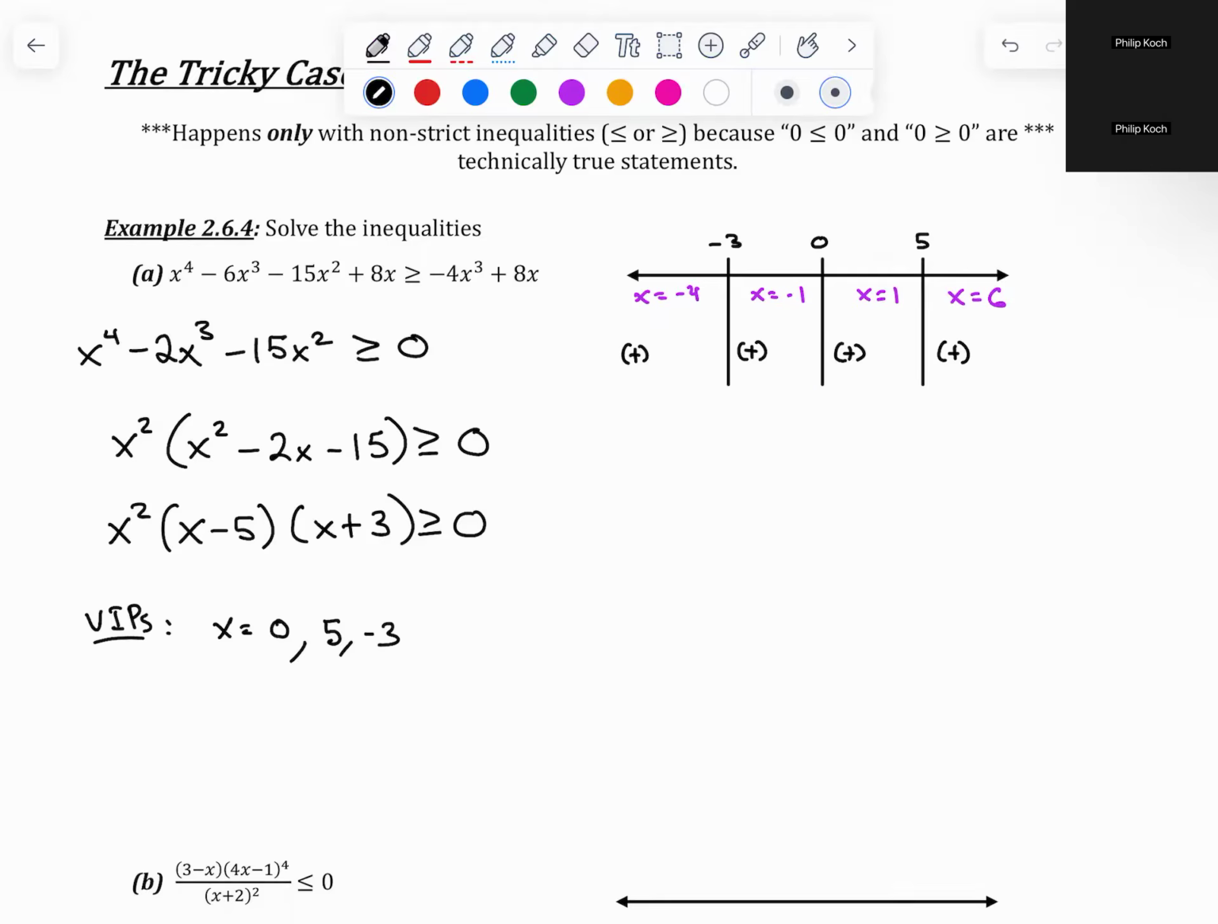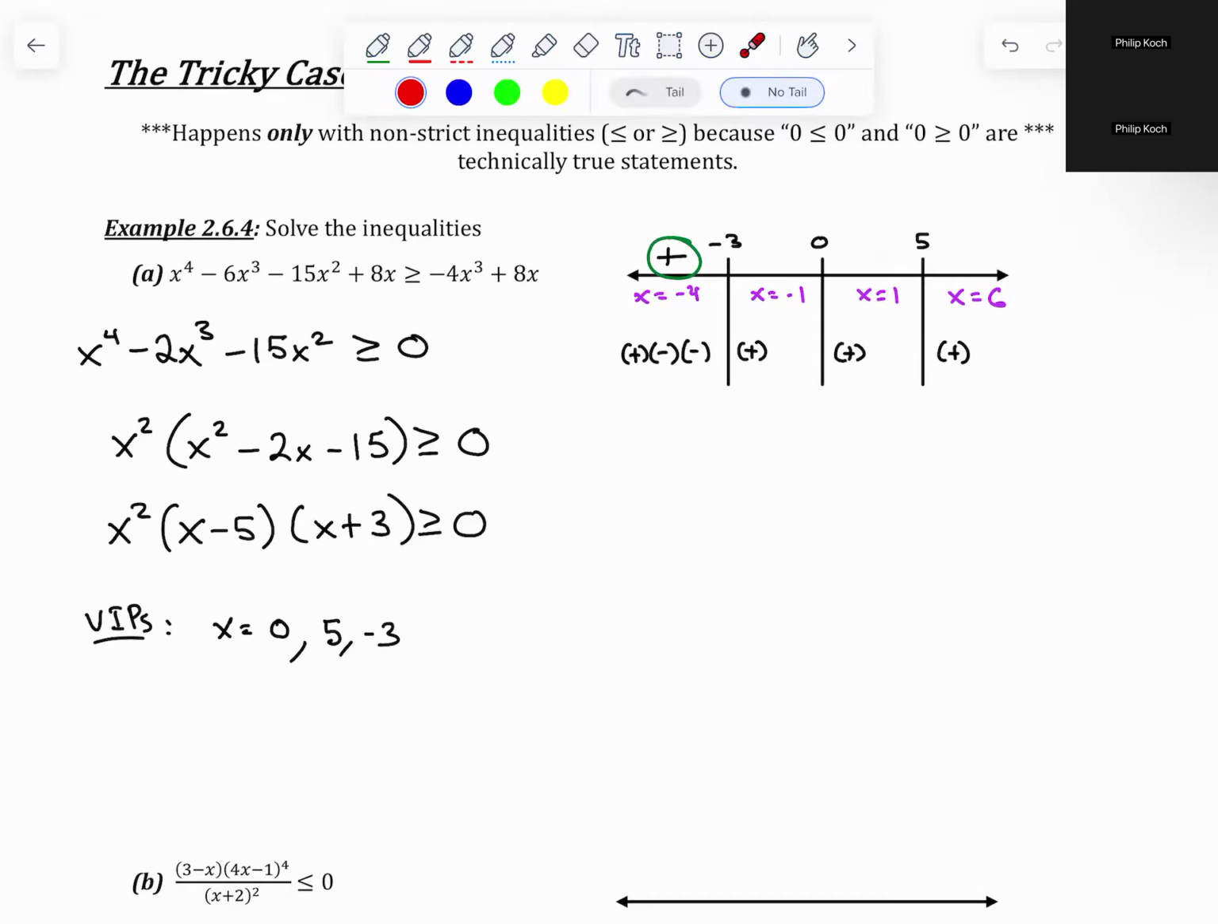Plugging in negative 4. So I'm plugging in negative 4 into this factor, and that'll be negative 9. So that's negative. And then if I plug in negative 4 into the third factor, it'll be negative 1. So that's negative. And so that's 2 negatives. That's a net positive. That is a piece that I want because I want to be greater than or equal to 0.